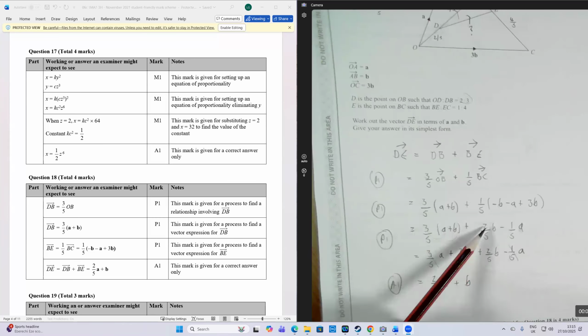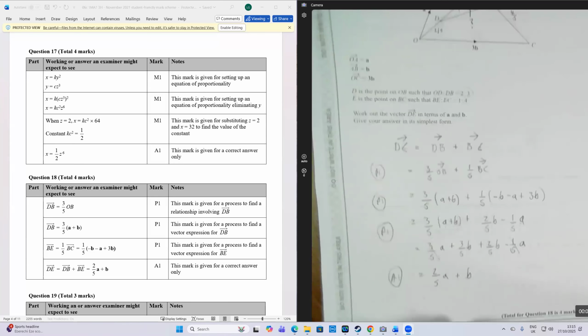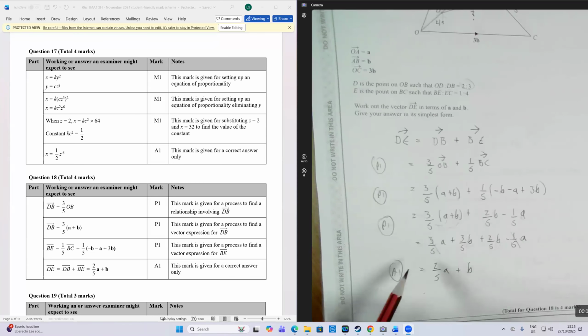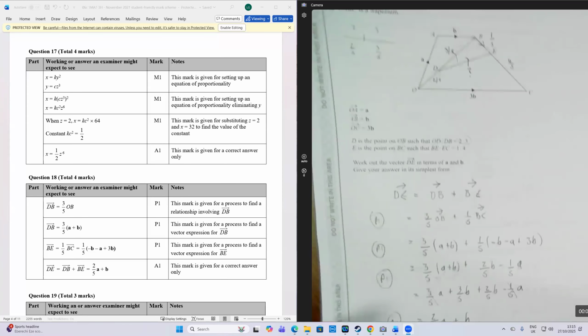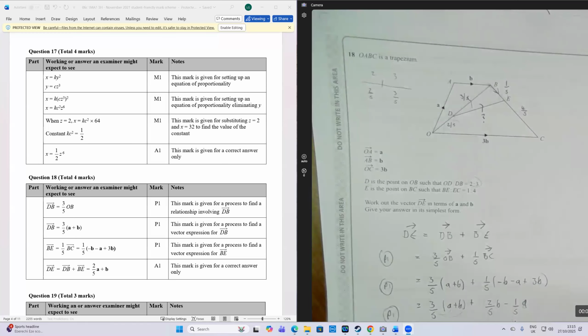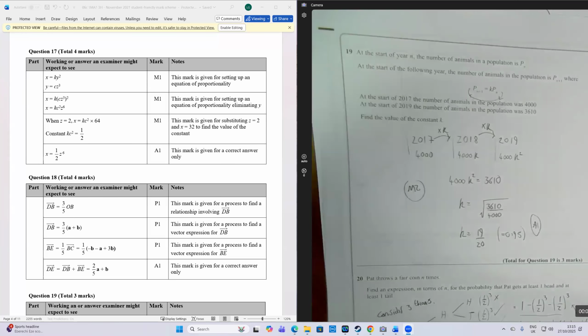We then expand the brackets and collect like terms. And when we do that, we find that the expression for D to E is 2/5 a add b. And that's how you would do that vector question. That's quite a nice vector question, in fairness.